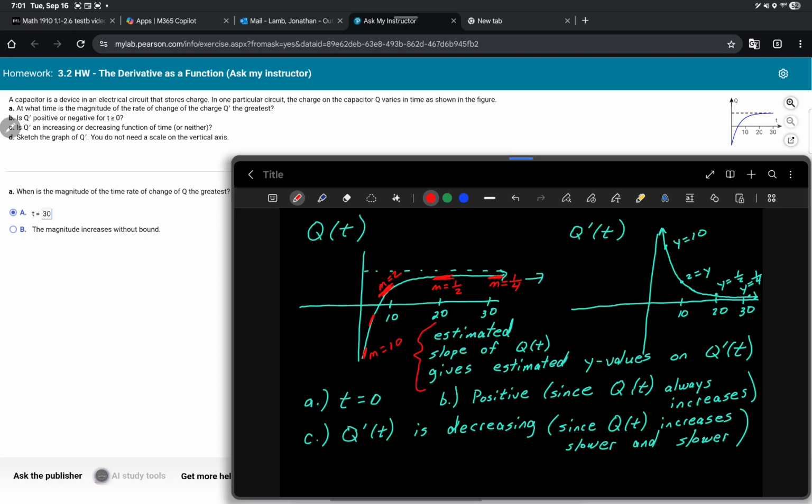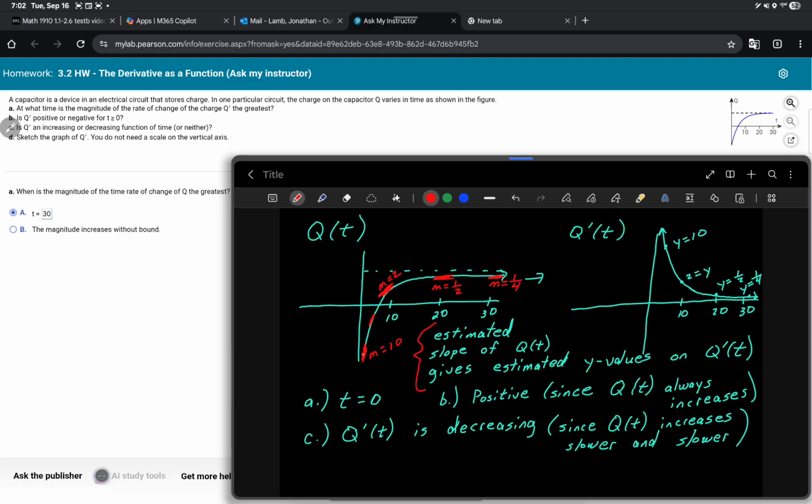So whenever they're asking me to sketch a rough graph of the derivative, I can say, okay, I know that the derivative starts off positive. Why? Well, because this function starts off increasing. This function has a positive slope, so its derivative has a positive y value. The greater this function's positive slope, the greater the y value is over here.